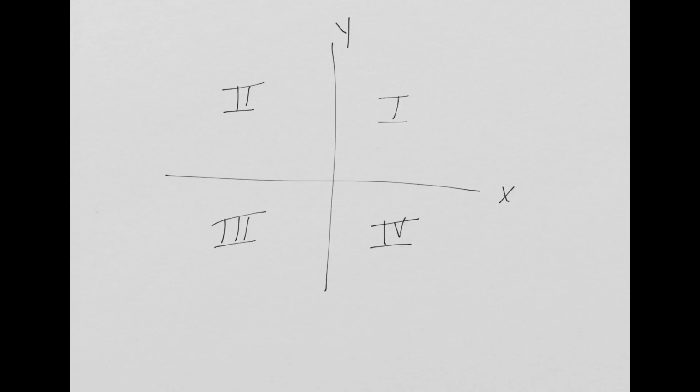So if we're going to plot points, just remember you're going to go x and then y. To determine the quadrant, the one where both x and y are positive is your quadrant 1, and then go counterclockwise for quadrants 1, 2, 3, and 4.